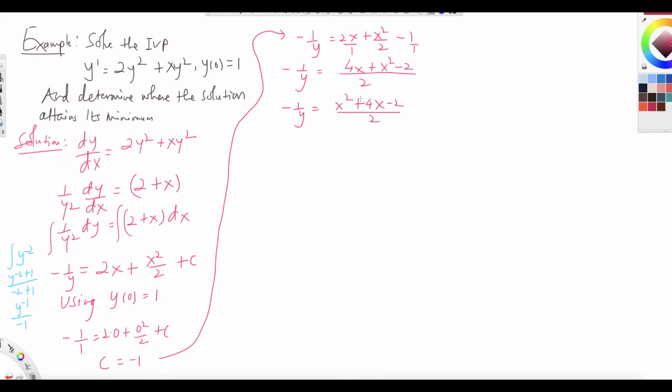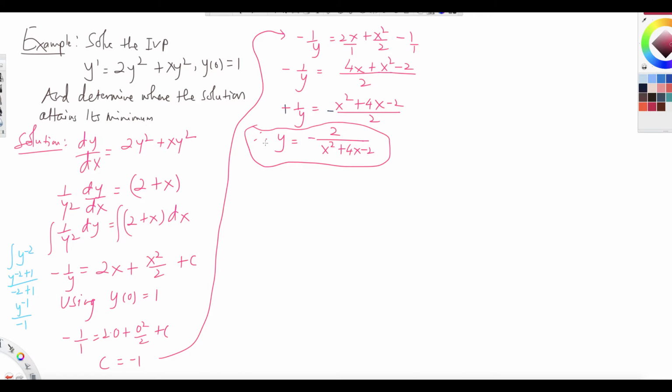So what is y then? Y will be, just flip that and multiply by a negative sign. So let's multiply both sides by a negative sign. What do you get? This will become plus, this will become minus. So what is the value of y then? Therefore, y is equal to negative 2 over x squared plus 4x minus 2. This is the solution.